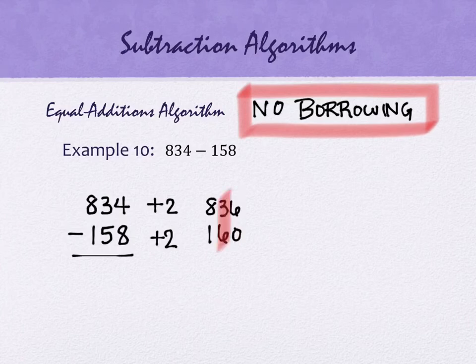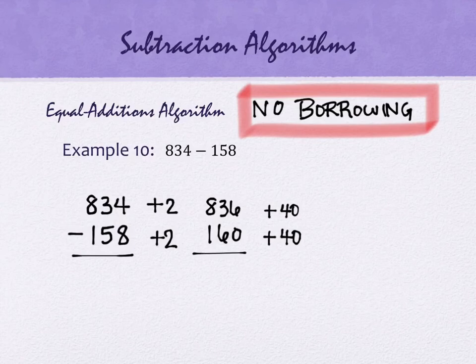3 minus 6. Can you do that without borrowing? No. So I need to do the same thing to it that I did to my 8. I need to add something to the lower value, which is a 6, to make it become 0. What do I have to add to 6 to get 0? 4. But it's in the tens place, so I need to add 40. But if I add it to the bottom number, I have to add it to the top number.